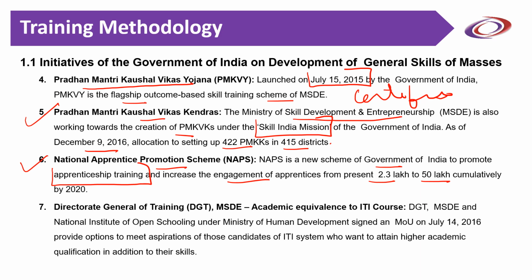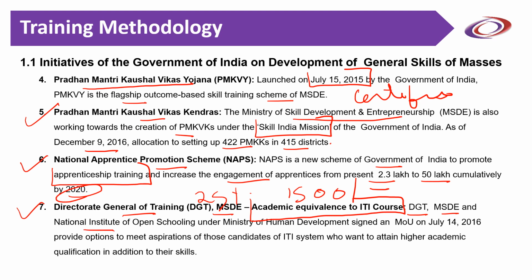Then we have the National Apprentice Promotion Scheme. This is a new scheme of Government of India to provide apprenticeship training and increase the engagement of apprentices from present 2.3 lakh to 50 lakh cumulatively by 2020. So this is the aim. It provides or focuses on sharing of 25% of the prescribed stipend subject to maximum of rupees 1500 per month per apprentice, so as to provide this help to the employees.